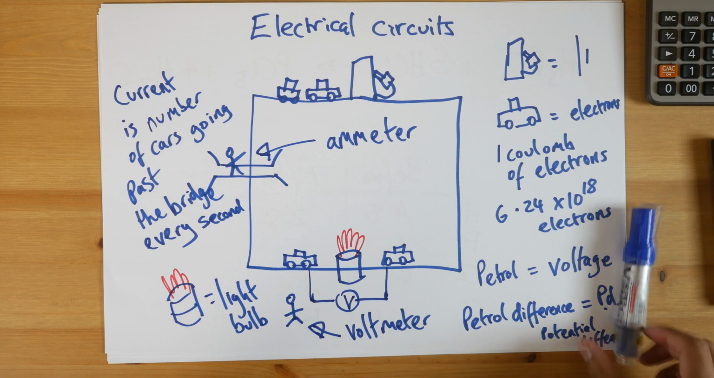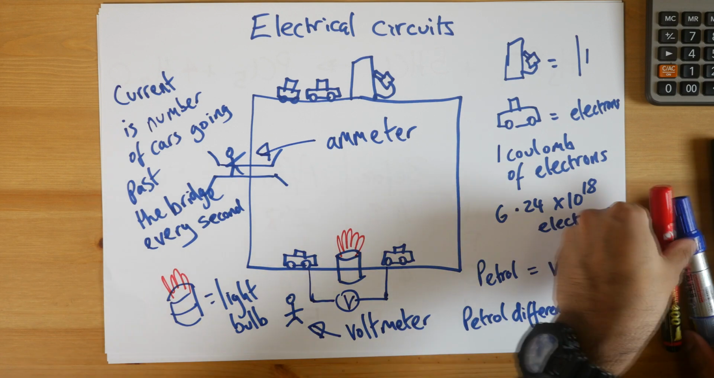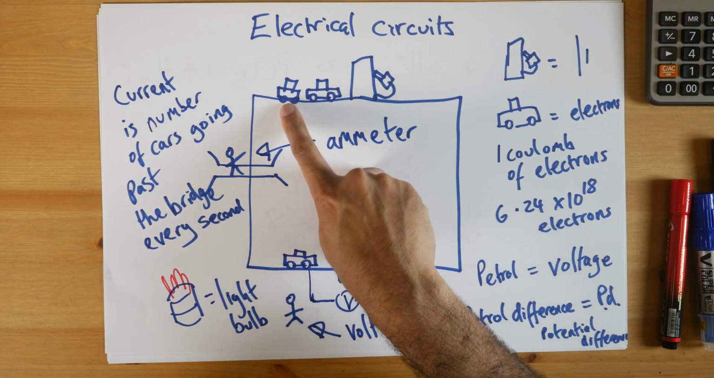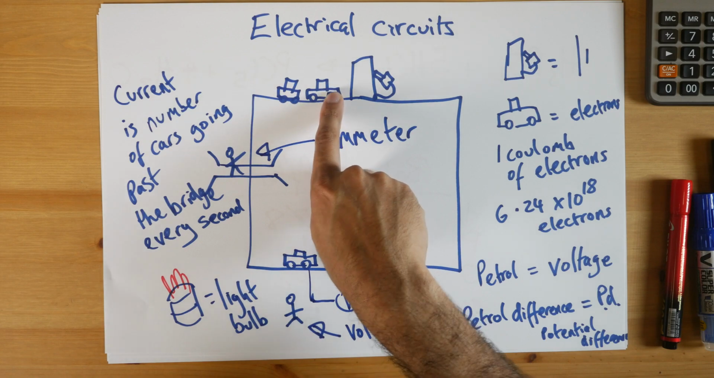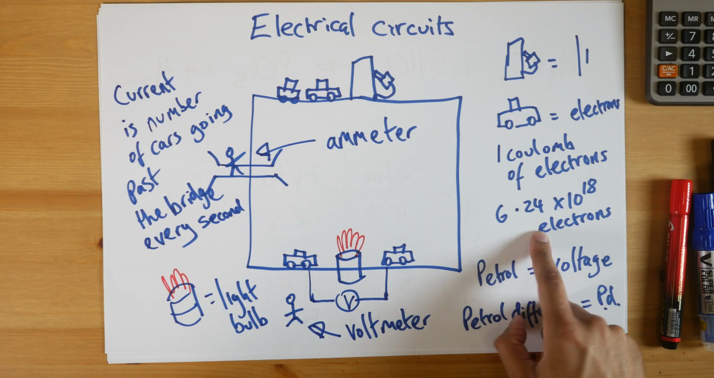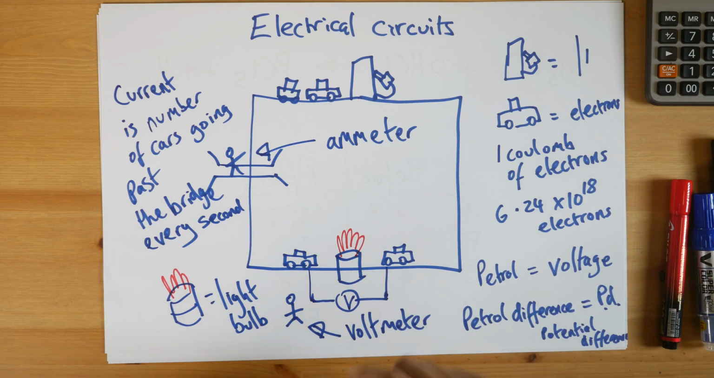Okay? So I hope that makes sense. Let me just go over it one more time. So there's a car over here, there's two cars. This represents 2 coulombs of electricity. 1 coulomb is 6.24 times 10 to the 18 electrons. That's a big, big number, okay?